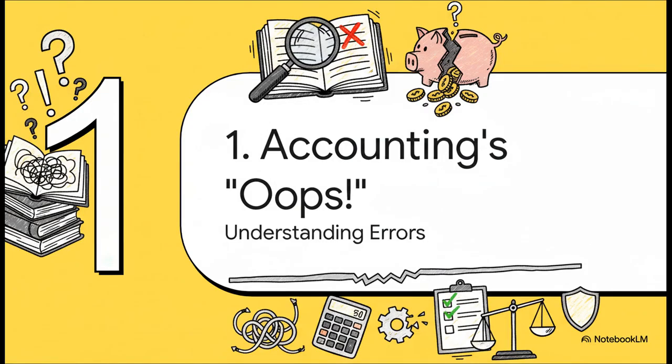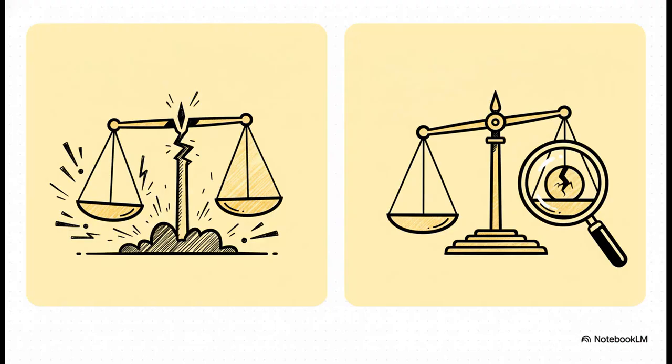All right, first up, accounting's oops moment. So where do things even start to go wrong? Let's begin by looking at the two basic kinds of mistakes that can sneak into a company's books. Some mistakes are super obvious. They throw off the trial balance, which is just that check to make sure total debits equal total credits. But the really tricky ones, they're these invisible errors. The books look perfectly balanced, but there's a mistake hiding in plain sight. These are the ones that require some real detective work.